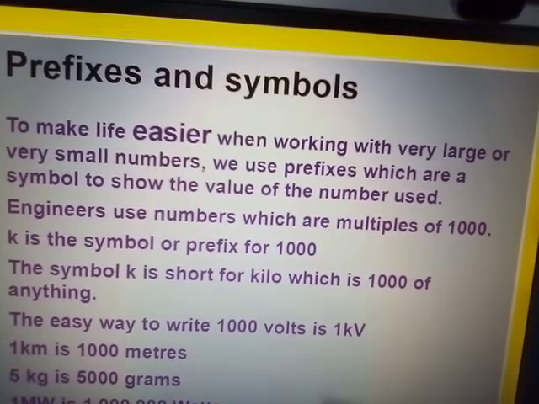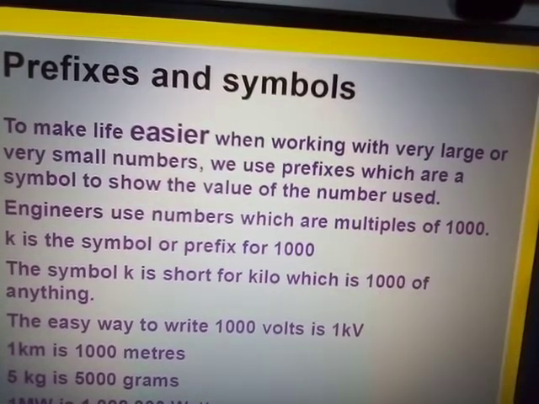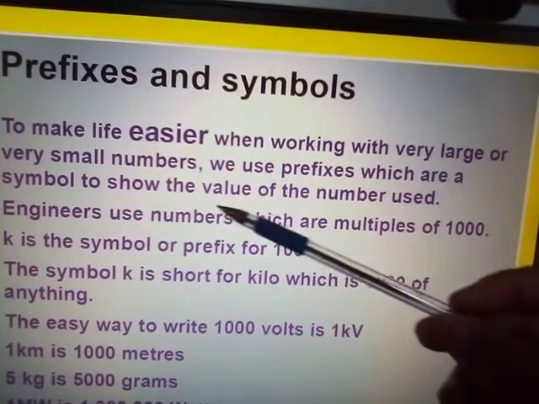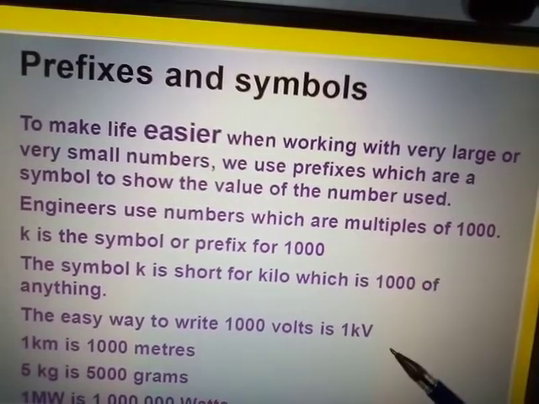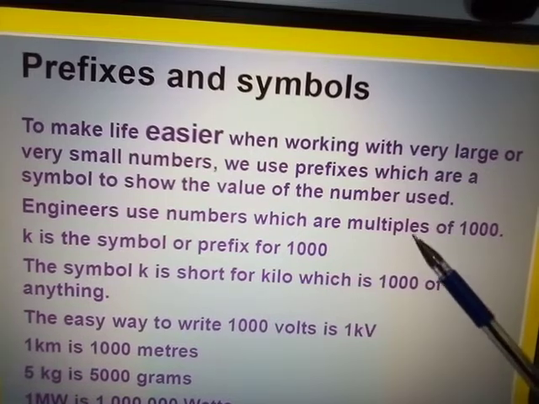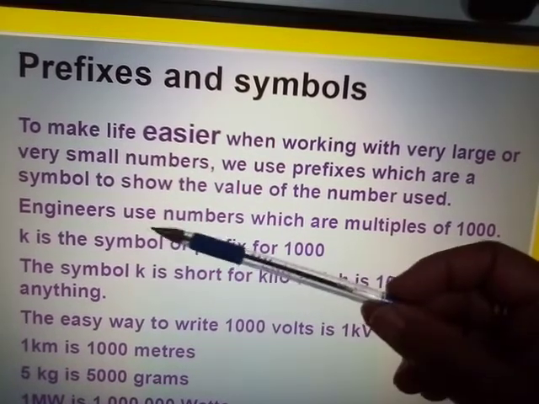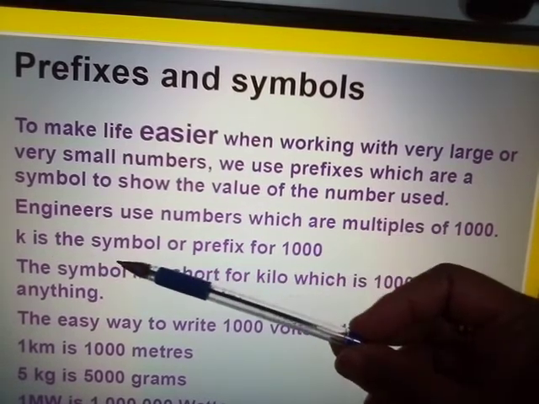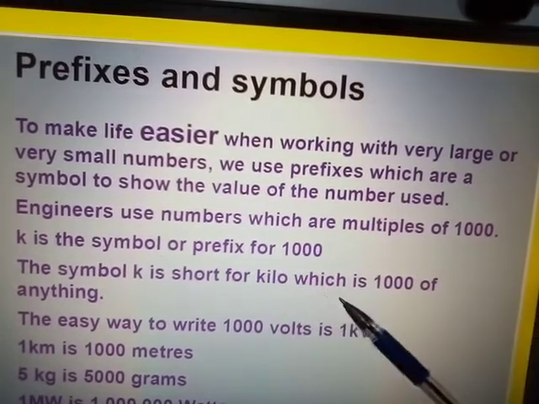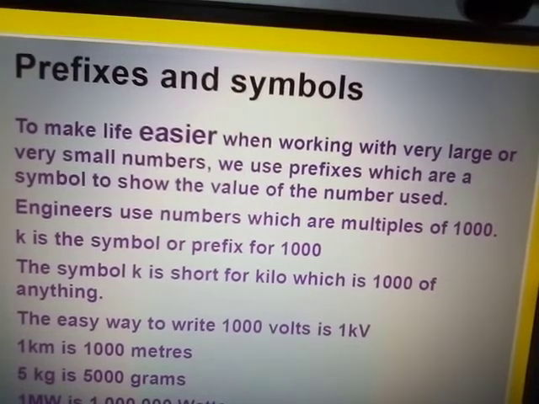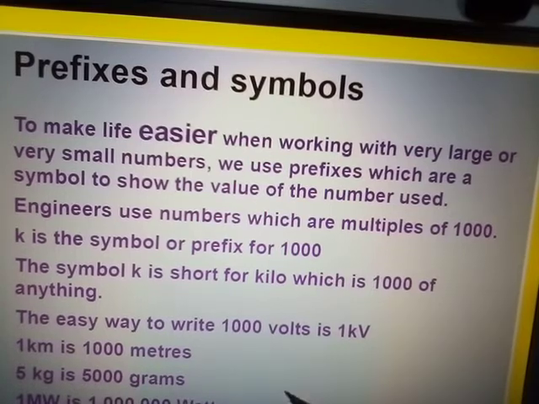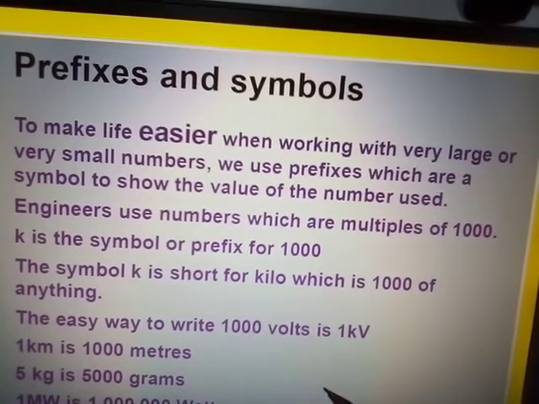Now prefixes and symbols. To make life easier, when working with very large or very small numbers, we use prefixes, which are a symbol to show the value of the number used. Engineers use numbers which are multiples of 1000. K is the symbol or prefix for 1000. Okay, the symbol K is short for kilo, which is 1000 of anything. The easy way to write 1000 volts is 1K. Okay.